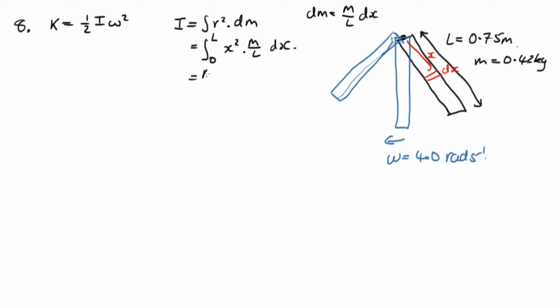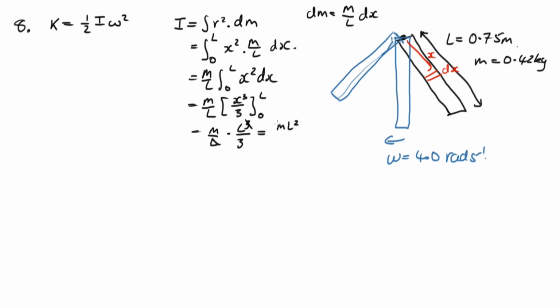So pulling the m on L out the front, we're going from 0 to L and we've got x squared dx. So we want to solve this integral, which is m on L. When we integrate it, we get x cubed on 3, and this is from 0 to L. When we put in 0, it's just 0, and so this is equal to m on L times L cubed on 3. So this is equal to mL squared on 3. So that's the moment of inertia of our rod.